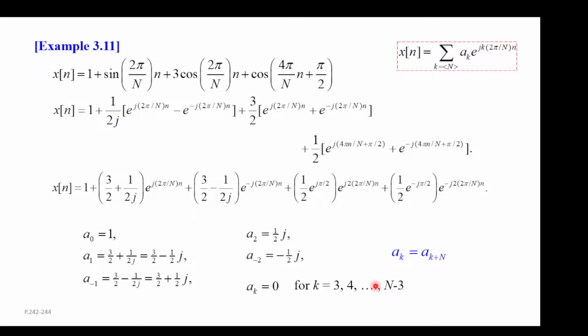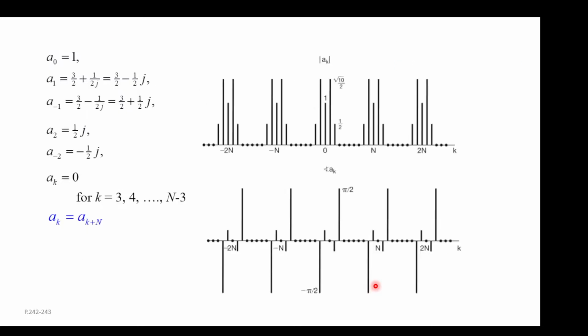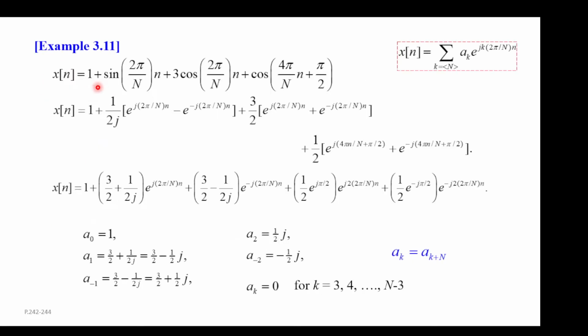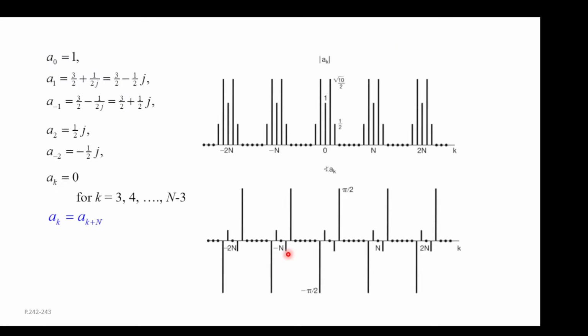You have those coefficients, and then all other coefficients are 0. And once again, we can plot our ak as a function of k, and we see it's periodic. And here, ak is more complicated because they have both real and imaginary parts. So here we are plotting ak with the absolute value and the angle. We pick some big N here, like 10 or something.